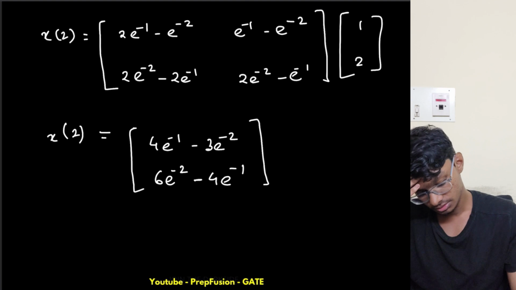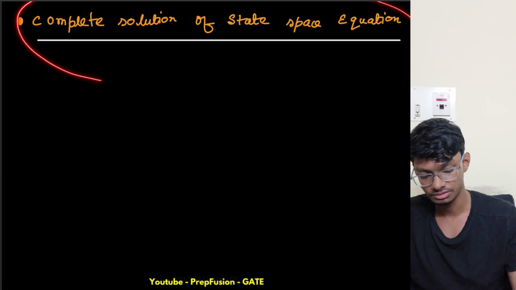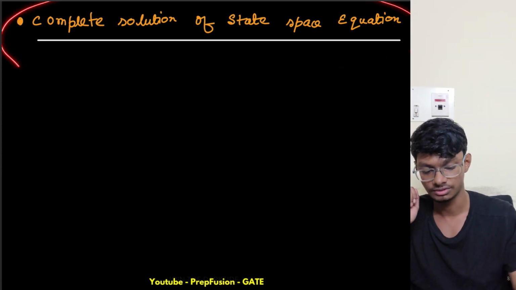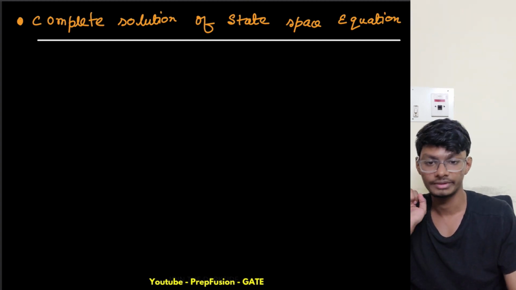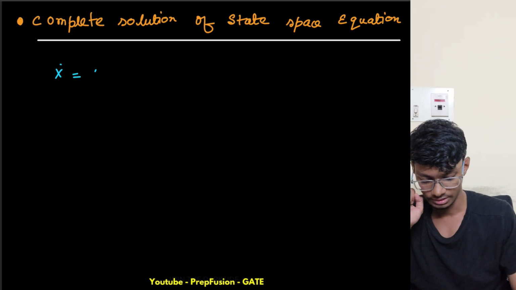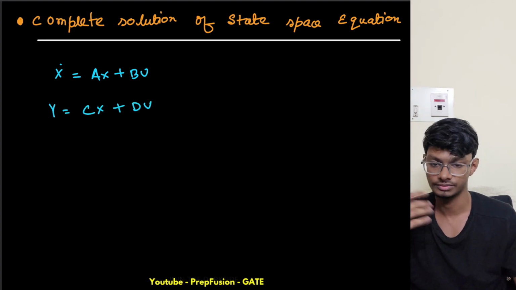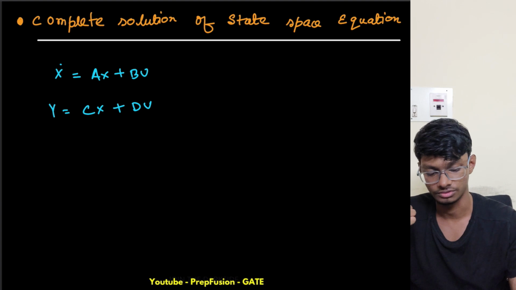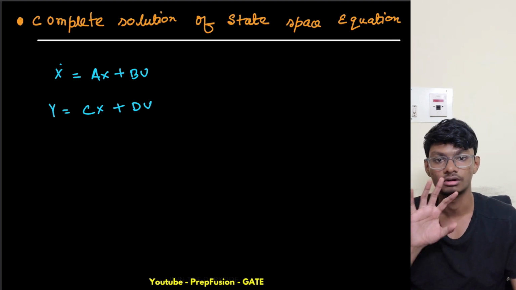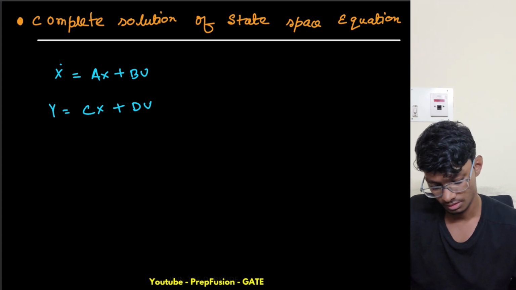Now let's do the next thing, that is the complete solution of the state space equation. What will the complete solution be? What were my equations? They were x dot equals Ax plus Bu, and the other equation is y equals Cx plus Du. Now I will do it for case 2, when the input is not equal to 0 and the initial state values are also not equal to 0. Case 2.